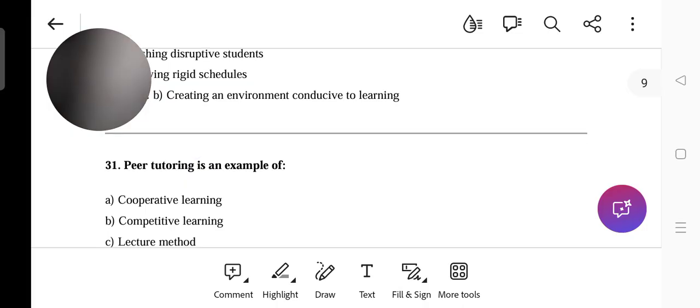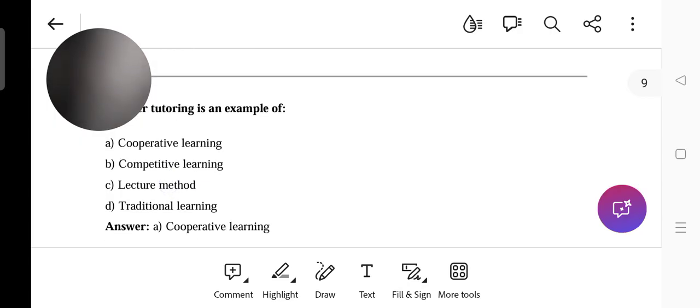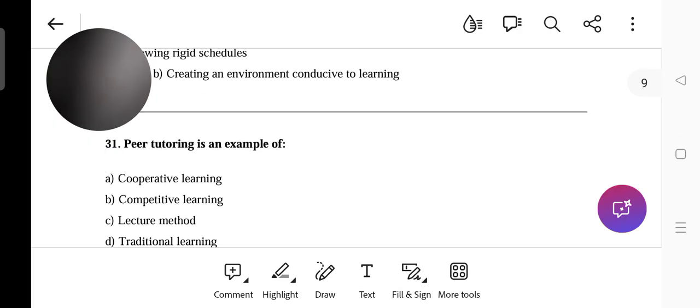Okay. The next question, peer tutoring is an example of, option A, the cooperative learning. Option B, comparative learning. Option C, lecture method. Option D, traditional learning. So what will be the appropriate option? Here, the cooperative learning will be the appropriate. The cooperative learning will be the appropriate option. Okay.